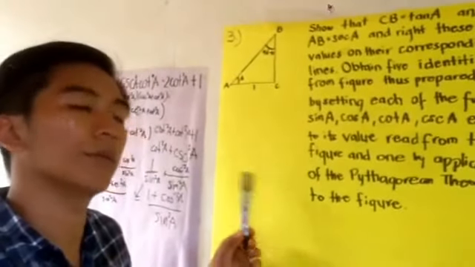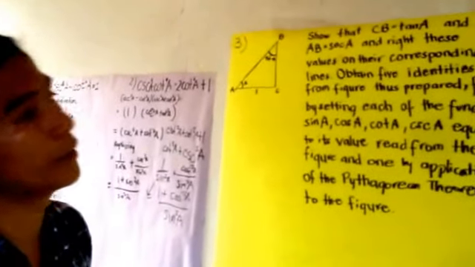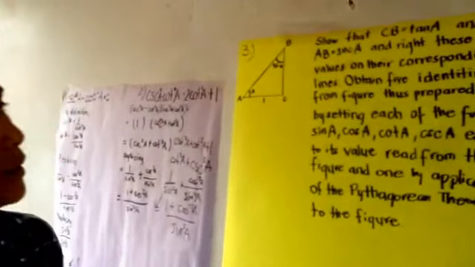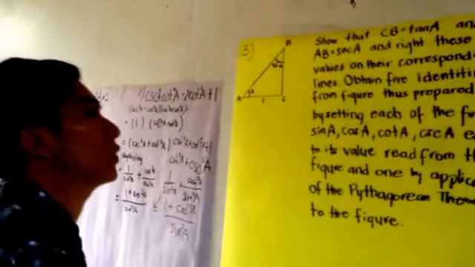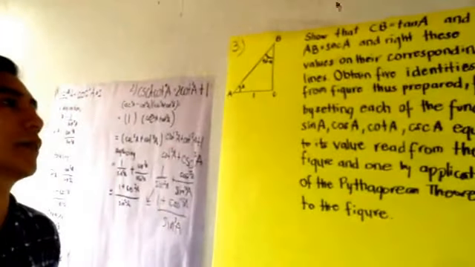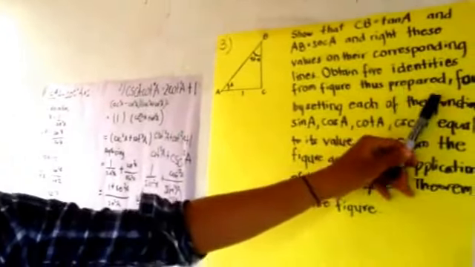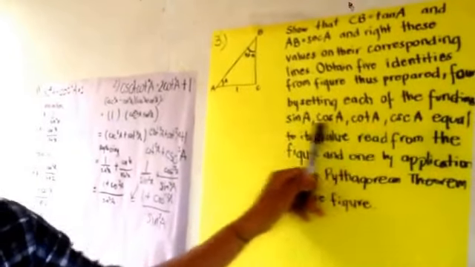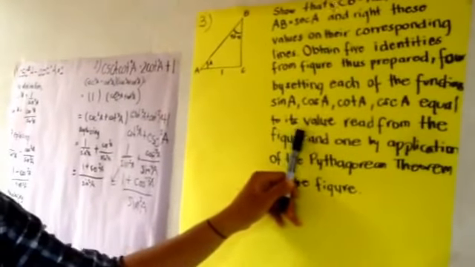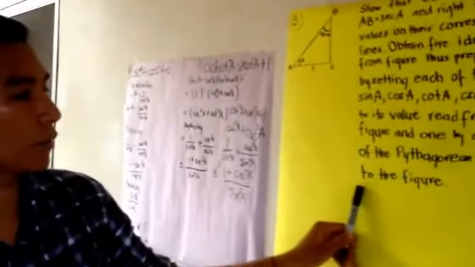Number 3. Show that CB is equal to tan A and AB is equal to sec A, and write these values in their corresponding lines. Obtain 5 identities from the figure thus prepared: 4 by setting each of the functions sin A, cos A, cot A, csc A equal to its value read from the figure, and 1 by application of the Pythagorean theorem to the figure.